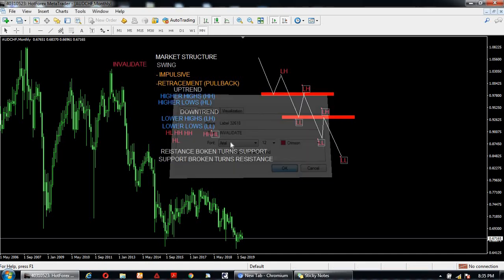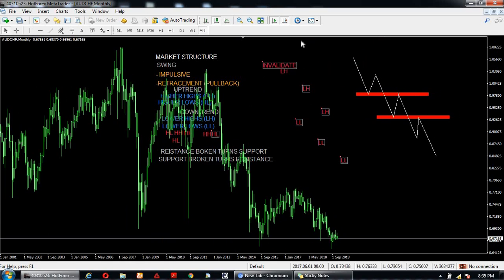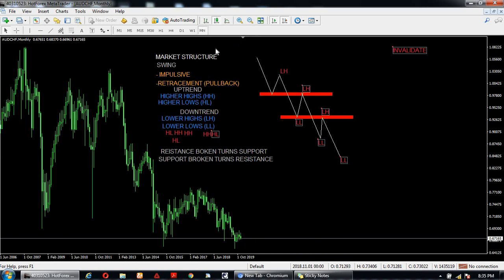You hear me keep using the word invalidate. Yes, that's the word. Invalidate. Because this is a downtrend, I would be expecting the market to be making a series of lower highs and lower lows. So I want to keep identifying the most recent lower highs and lower lows.